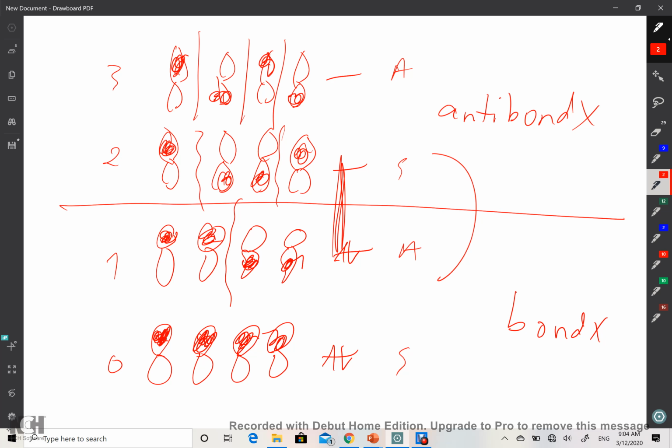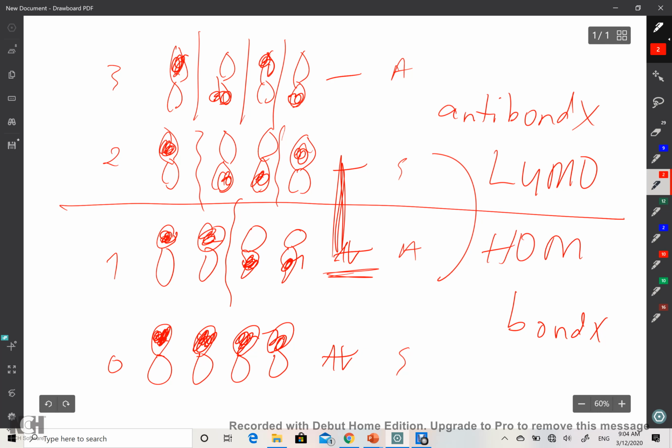And the one that is above the boundary, we'll call it the LUMO. That LUMO stands for lowest unoccupied molecular orbital. And the guy that is down, what name do you think we should give to this guy? Yes, so we'll call that the highest occupied molecular orbital, the HOMO. Those 2 orbitals are referred to as frontier molecular orbitals.